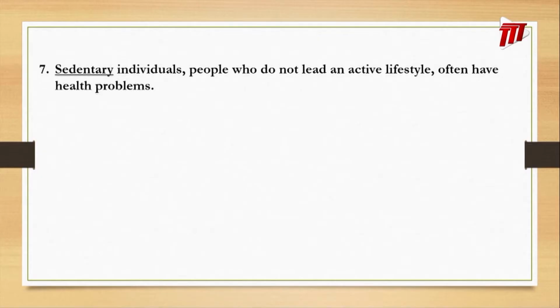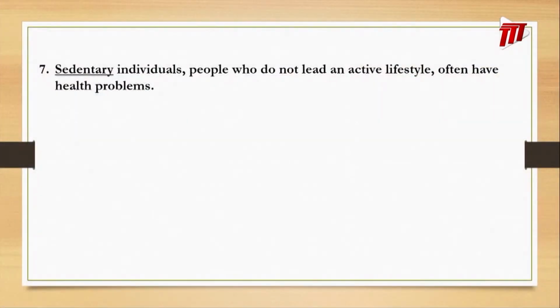Sedentary individuals, people who do not lead an active lifestyle, often have health problems. What does sedentary mean? If you look at the sentence, you will see a comma after the word individuals. That's the hint that tells you the meaning is coming right after. People who do not lead an active lifestyle. So the meaning of sedentary, people who do not lead an active lifestyle.